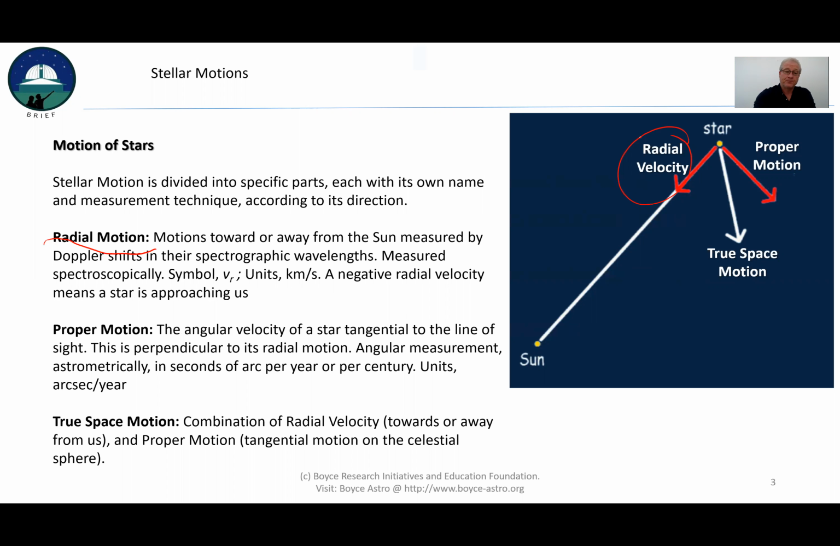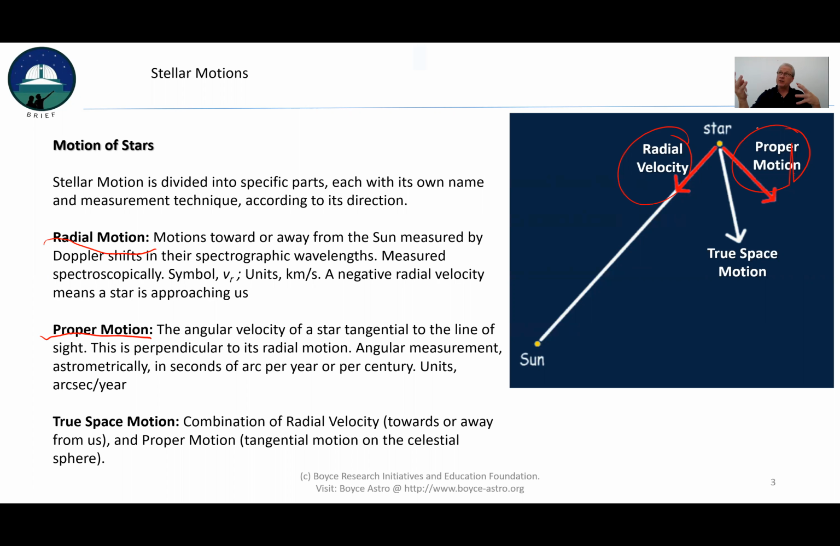Proper motion is the motion that we can see on the night sky that appears to be a left-right motion or an up and down. Maybe it's changing in its right ascension, which, remember from another lesson, is the left-right motion on the sky, or declination, its north-south position. That motion that we see is called proper motion.